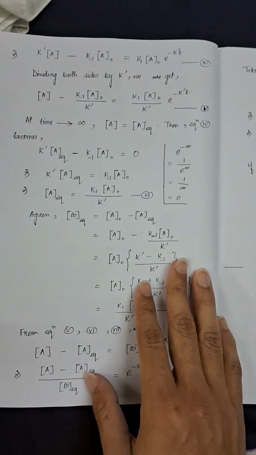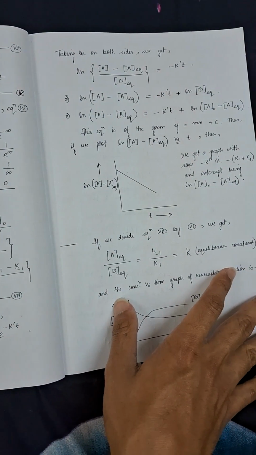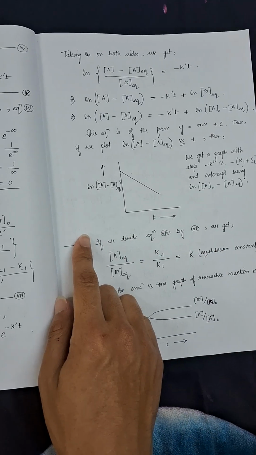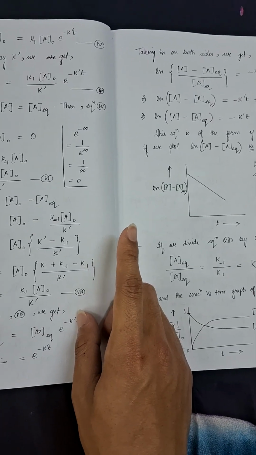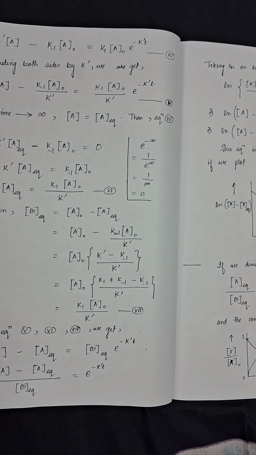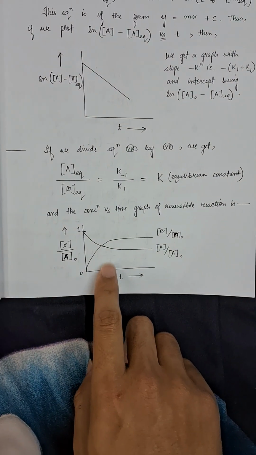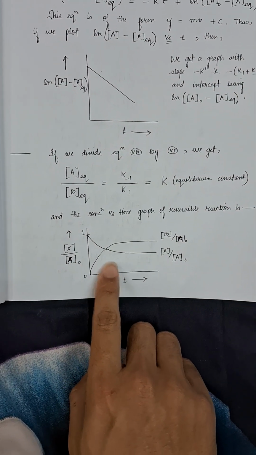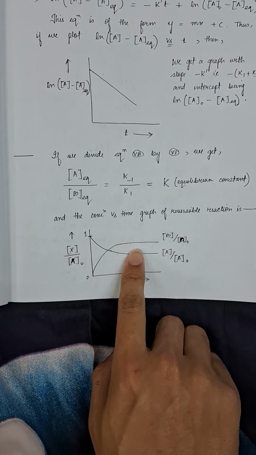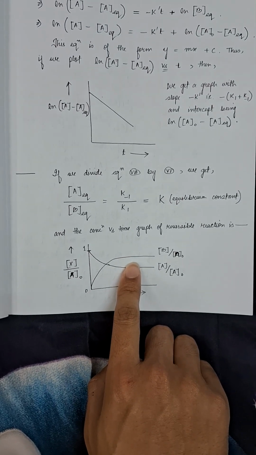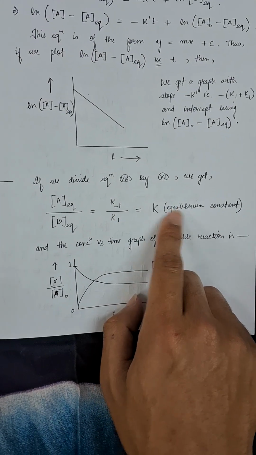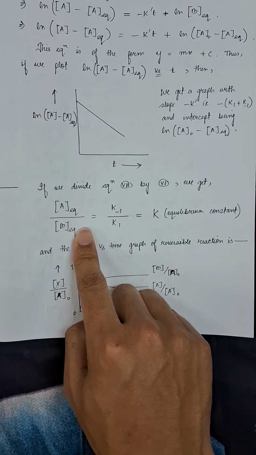But this will be asked for 6 marks, so for tomorrow I don't think it will come, but still in the final exam it might come, so just see through it. But the most important thing in a reversible reaction is the graph, the concentration versus time graph. Just remember this. And then for equilibrium reaction, this ratio is the most important one.